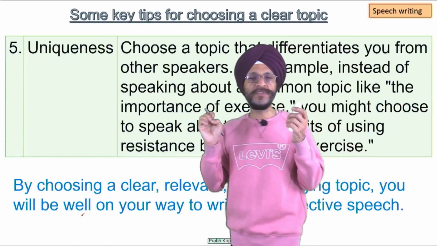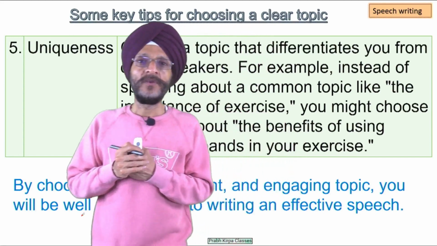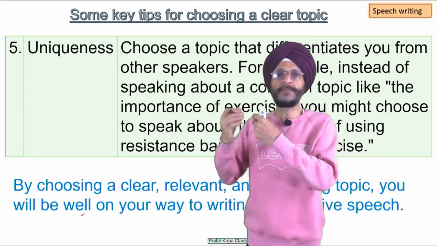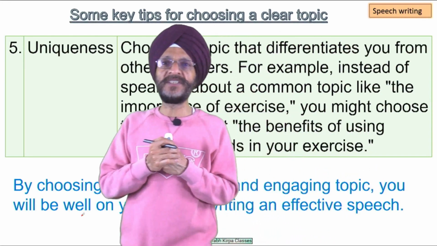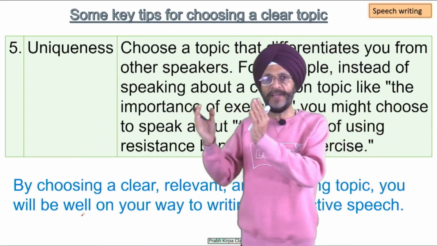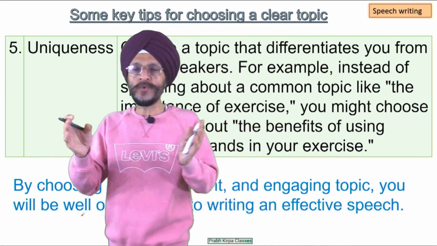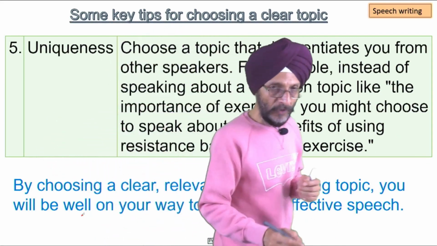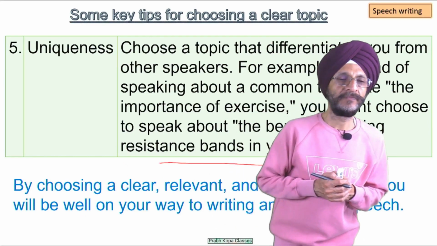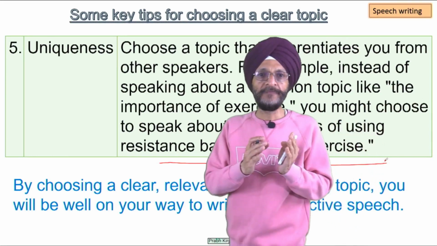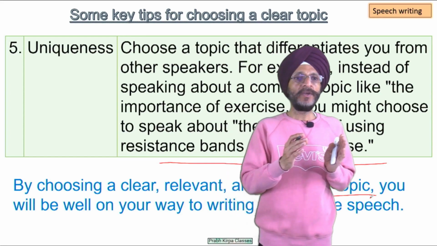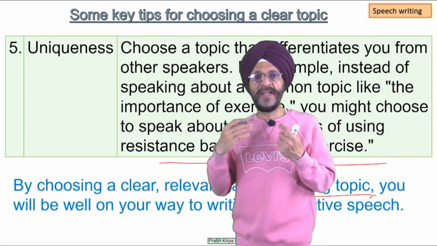Now, the fifth tip for choosing a clear topic is uniqueness. We should choose a topic that differentiates us from other speakers. For example, instead of speaking about a common topic like the importance of exercise, we might choose to speak about the benefits of using resistance bands in our exercise. By choosing a clear, relevant, and engaging topic, we will be on our way to write an effective speech.